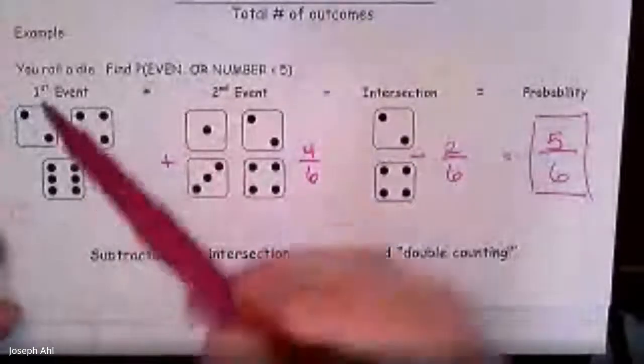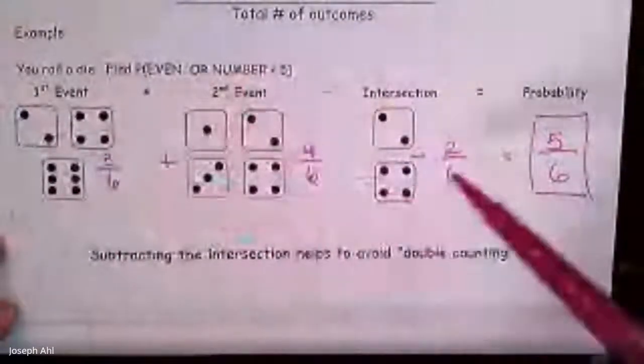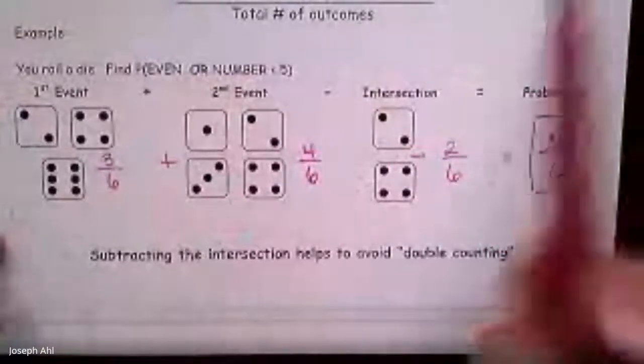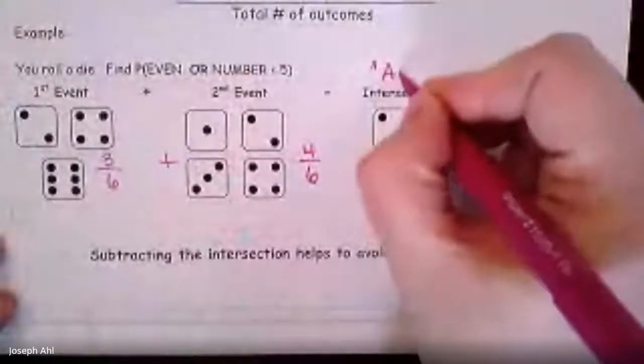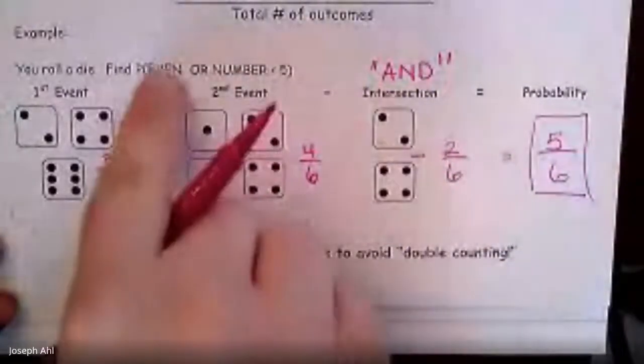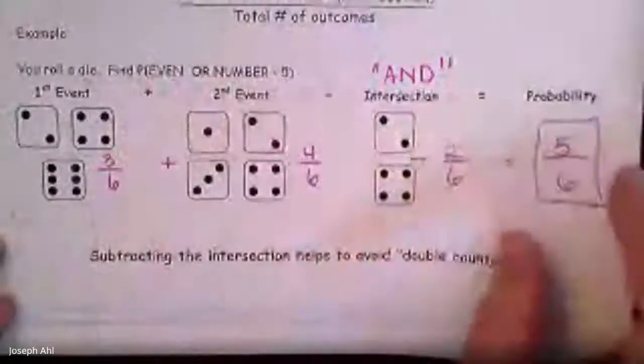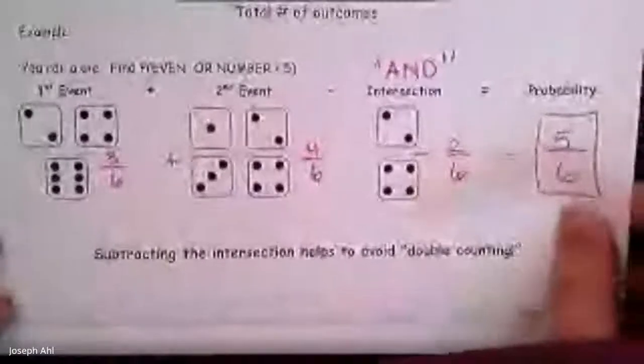So if you follow this logic of the probability of the first plus the probability of the second event, then subtract out the intersection, which is the same thing as the probability of and happening, the probability of an even and a number less than 5. That's what that intersection really is, which is what we were doing all in the last lesson. Let's see if we can do a little bit more practice with this.